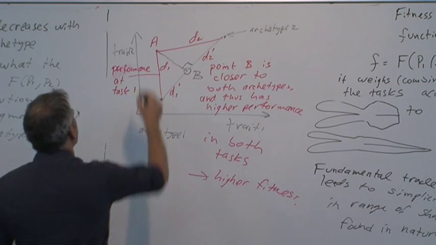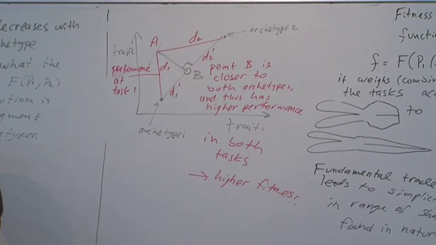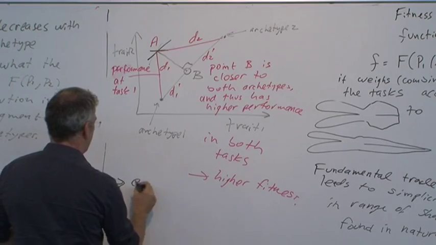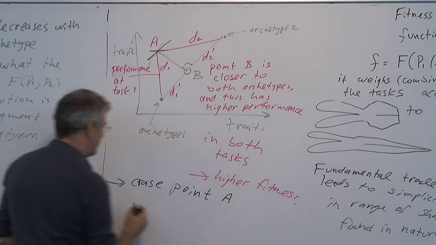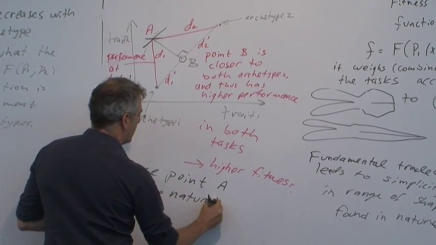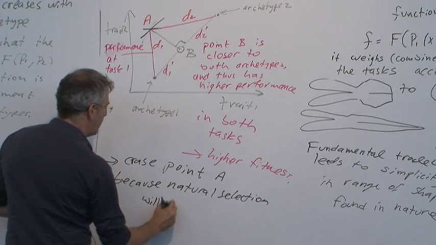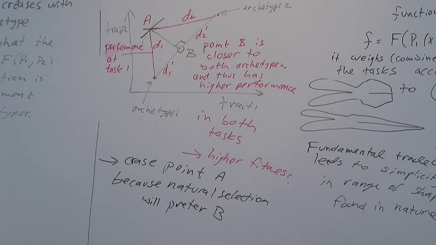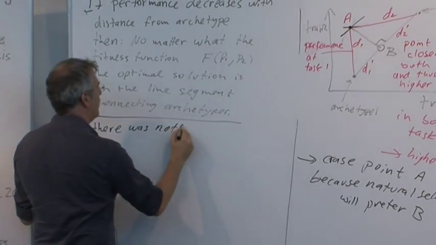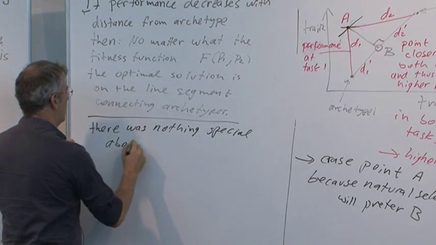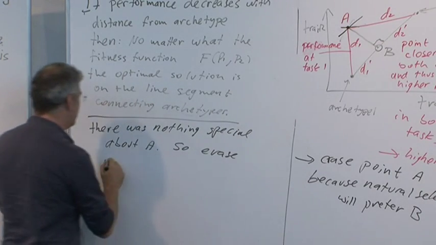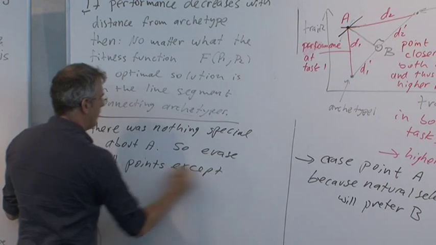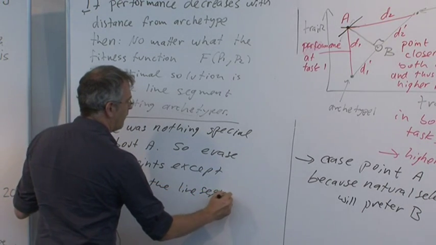And therefore, we can erase point A, because natural selection will prefer point B. If I make a competition between them, no matter what the niche, B is better at both tasks. Now, since there was nothing special about point A, we can erase actually all the points in morphospace except for the line segment between the archetypes.